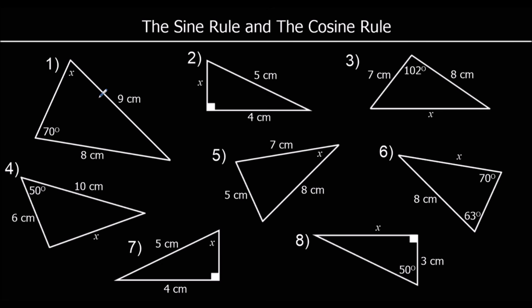So the first one, you can see that we have opposites here. So 8 is opposite x, 9 is opposite 70, and when we have opposites, we use the sine rule. So question 1 is the sine rule. We're not going to answer it. Question 2. So we've got a right angle triangle in question 2. So we wouldn't be looking at using the sine rule or the cosine rule.